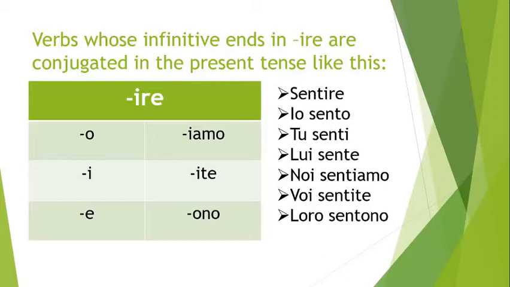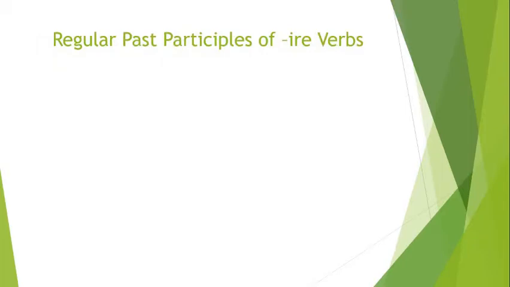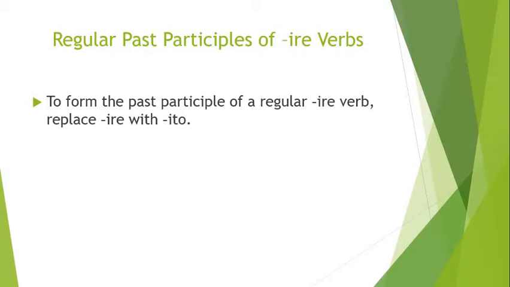So, how do we do the regular past participle? If you remember, the past participle is like eaten, right? To eat is the present tense, and then eaten together with have, I have eaten, right? We learned those for ARE verbs. Now we're going to learn them for IRE verbs. So all you have to do is you replace the IRE ending with ITO. These are obviously for regular ones.